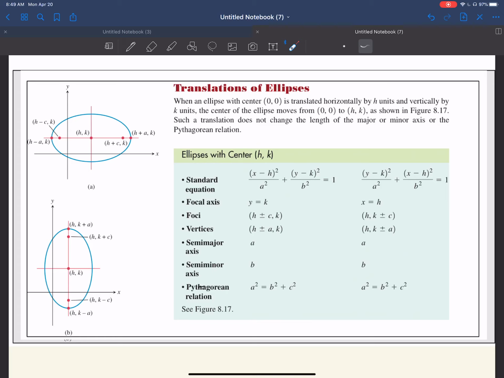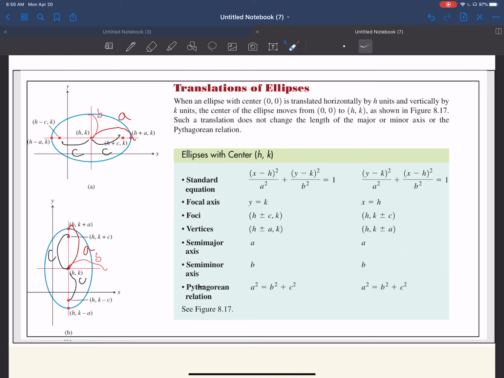The properties that we learned last time are still true. So a is still going to be from the center to the vertex on both cases. Your b is still going to be from the center to the co-vertex. And then your c from the foci on either side to the center. And remember, same thing for the a and the b on both sides.